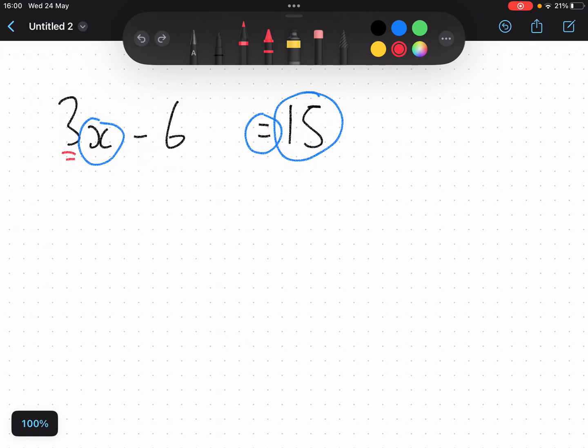The easier one to get rid of first will be the 6, or the minus 6, okay? So get rid of this before you get rid of the number in front of the x. The number in front of the x will be the last thing you get rid of when you're solving these. So how do I get rid of a minus 6? What's the opposite of taking 6 away? What will I do to the left-hand side to get rid of that minus 6?